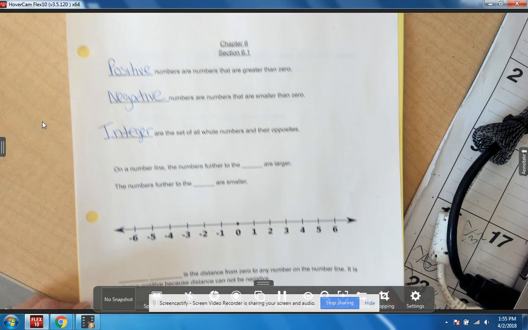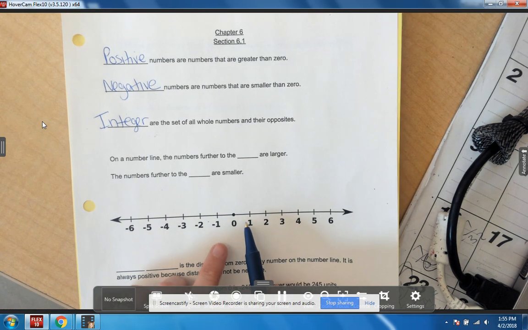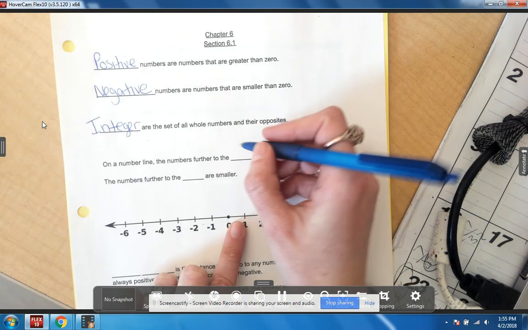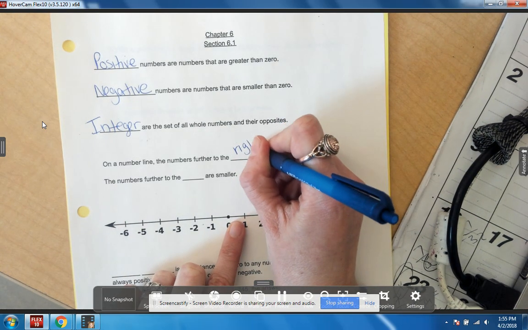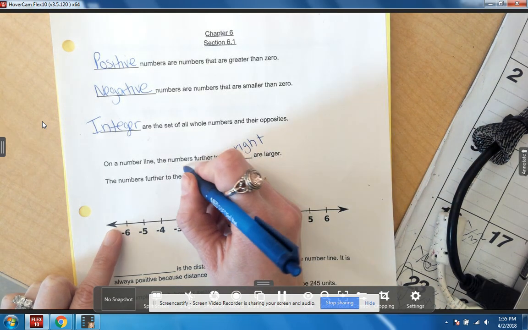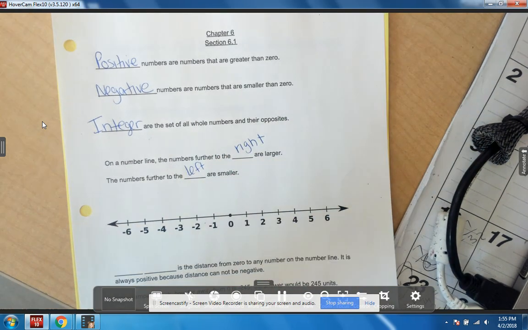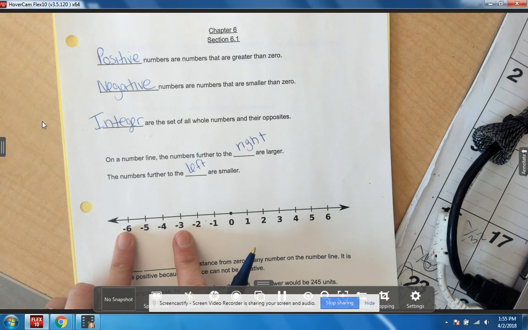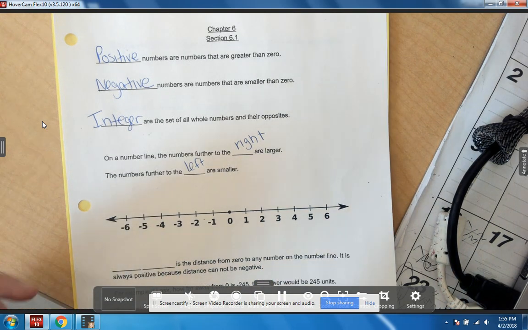On a number line, the numbers further to the right are larger. So the further to the right you go, the larger the numbers are. The numbers further to the left are smaller. So for example, if I said which number is bigger, -6 or -3, -3 is actually a bigger number because it's further to the right. Even though it looks smaller, it's actually bigger.